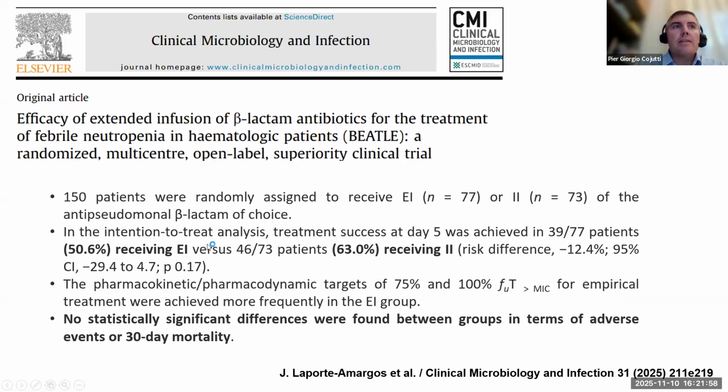What they found is that essentially there was no difference between extended infusion and intermittent infusion in achieving these outcomes. However, the sample size was not so big, 77 patients on extended infusion and 73 on intermittent infusion. There was no reporting of drug concentration, and no reporting of pathogen MIC. So the authors concluded that there was no statistical difference between the two groups.